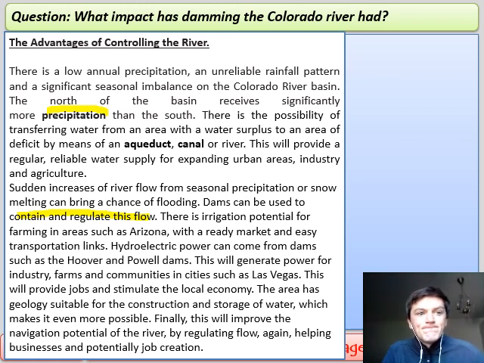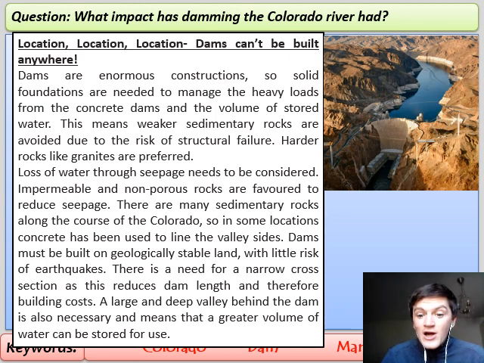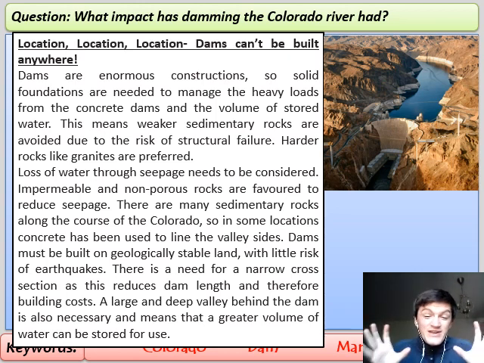Dams can't be built anywhere. You can't just say we'll stick one on that bit of the river. You need to think really carefully about where they're built. Dams are enormous constructions, so solid foundations are needed to manage the heavy load from the concrete dams and the volume of stored water. The fact that you're storing so much water means you're dealing with a huge, really heavy weight, so you need it to be strong.